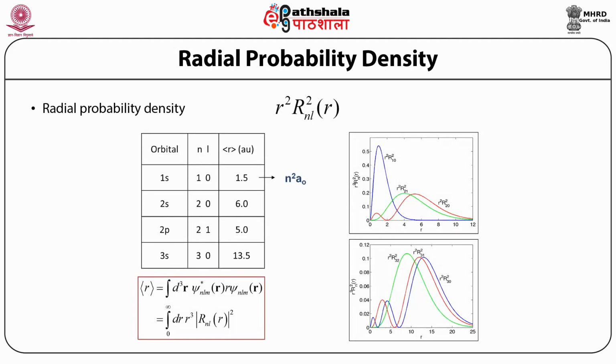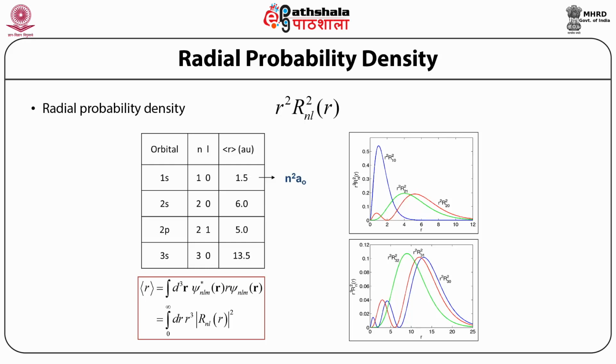Now students, let us discuss the radial probability density, which is given by r square multiplied by capital R square nl as a function of r. Here, as you can see from this table, for a particular orbital we have a set of n and l quantum numbers, and correspondingly the value of the mean radius in arbitrary units, that is r, which is nothing but n square a naught.